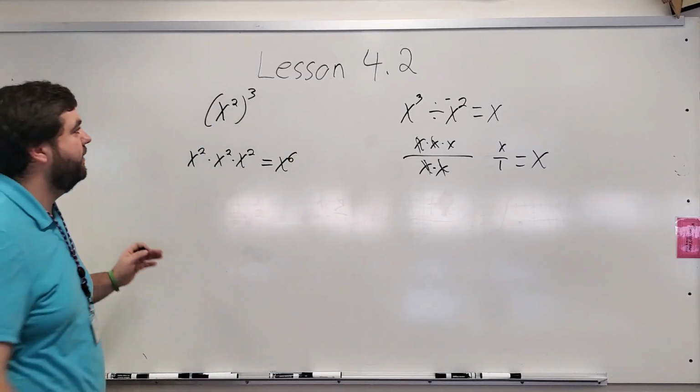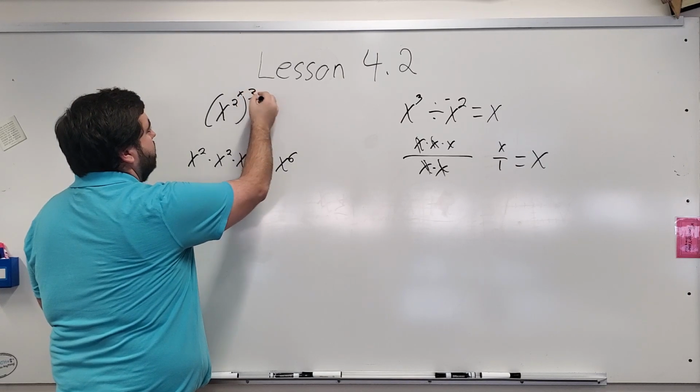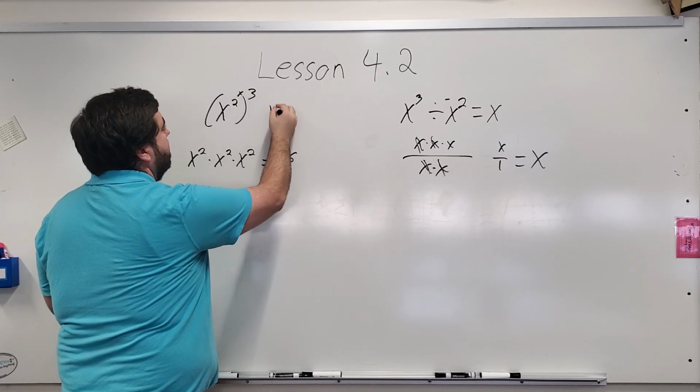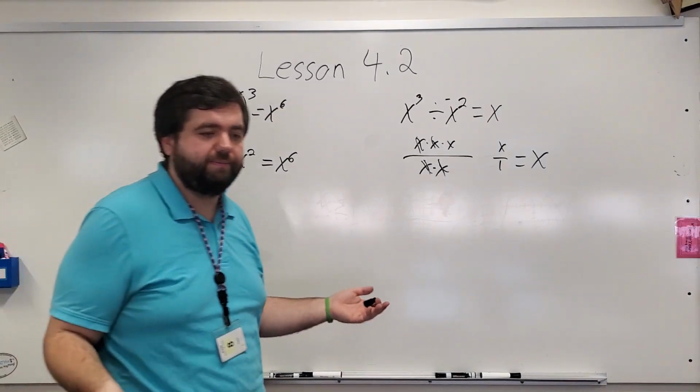And the shortcut here is when you have a power raised to a power, you multiply. So 2 times 3, x to the 6th. They're the same, my math checks out.